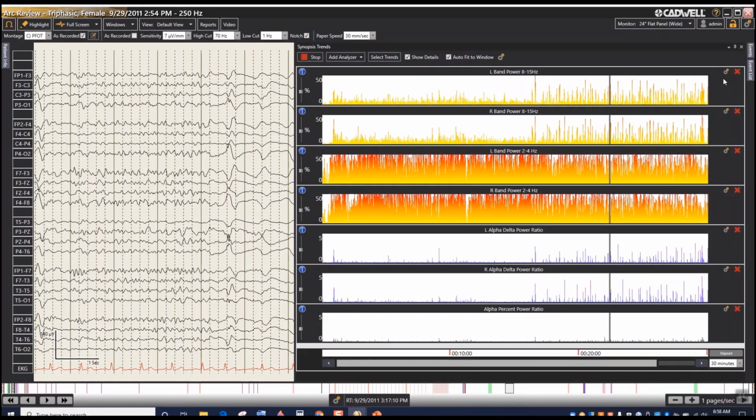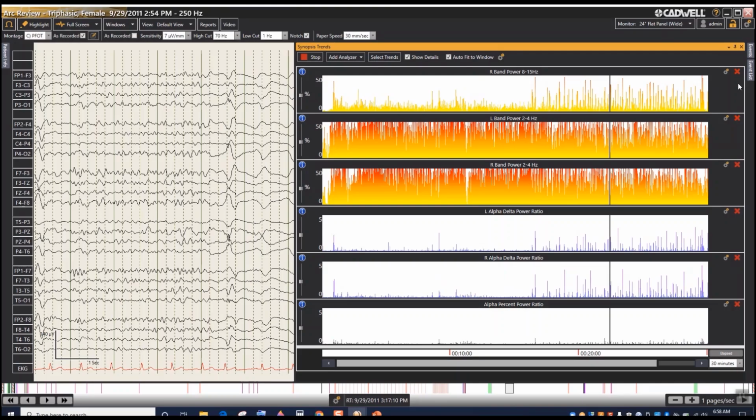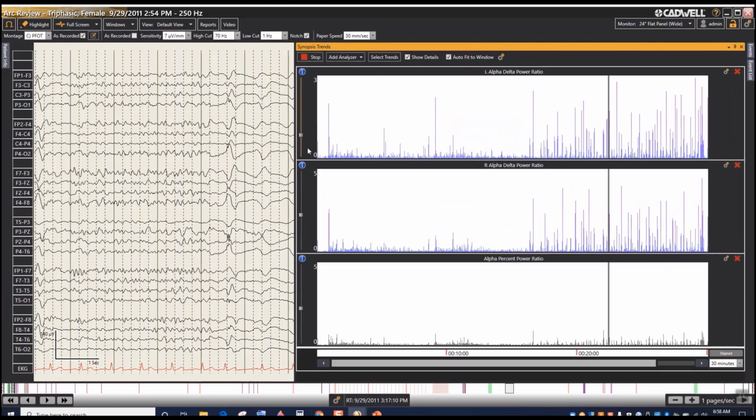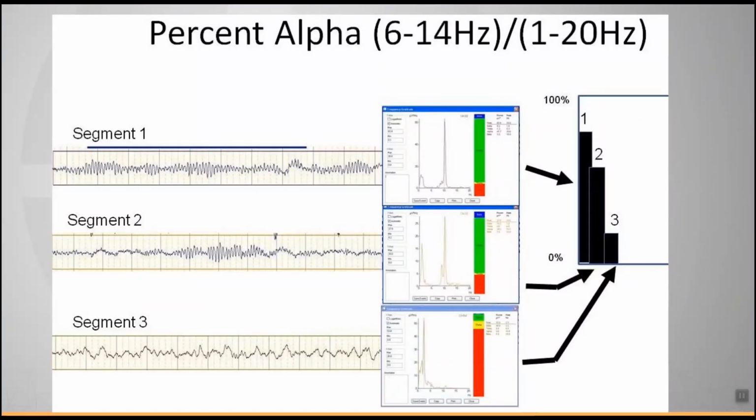So I'm going to close the band power trends here so that we can just look at the power ratio, and you'll see that these are pretty consistent with the minimal alpha activity early in the study and increased bursts of alpha activity later in the study. There's something that's closely related that work has been done on as well. I don't have this trend exactly, but it's worth mentioning here. The percent alpha trend, or the alpha variability trend, looks at an overlapping frequency 6 to 14 hertz as the alpha, and the 1 to 20 hertz as the denominator.